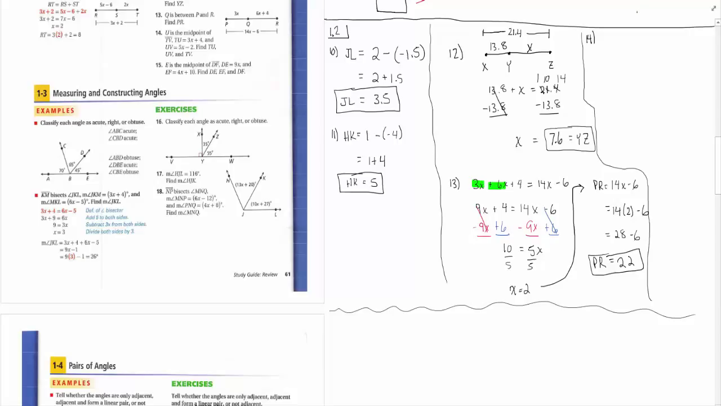Alright, so for 14 we have use the midpoint of TV. So if you want a picture to go with it just to get the segment, you can go ahead and do that. We have TV, V, U, I'll put the little loop on the end so you know it's a U. TU is going to be 3x plus 4.